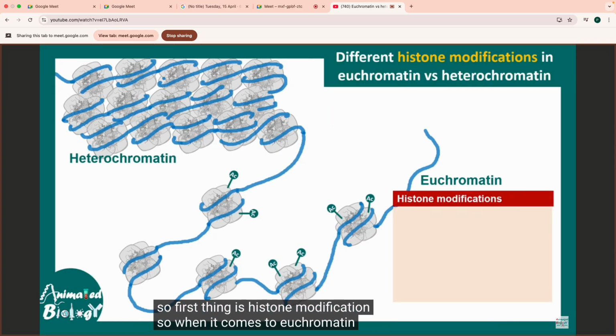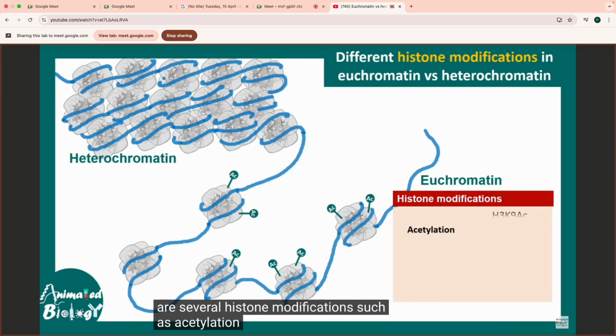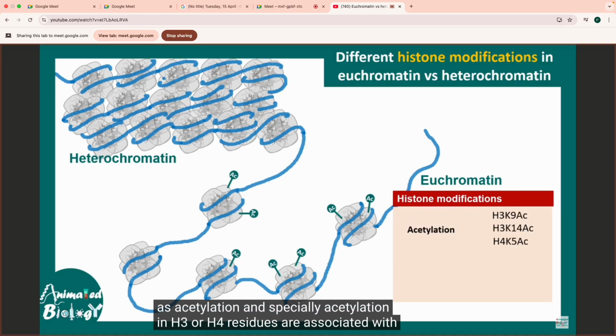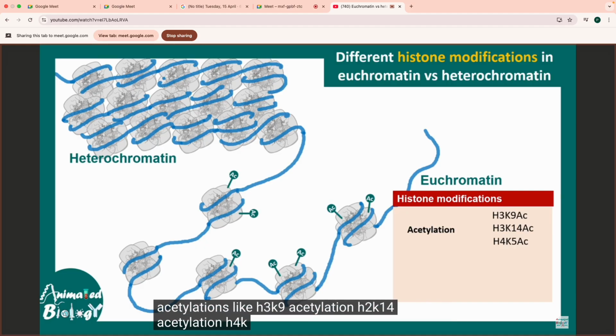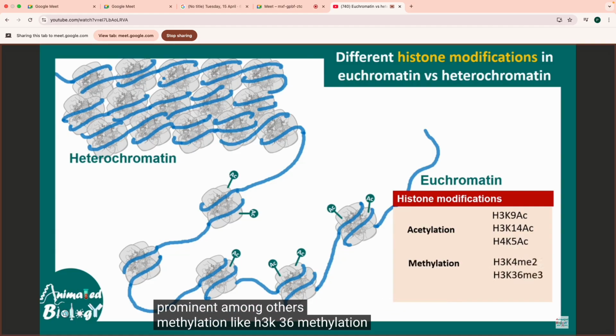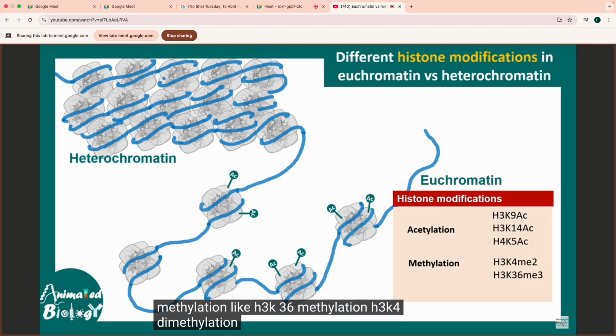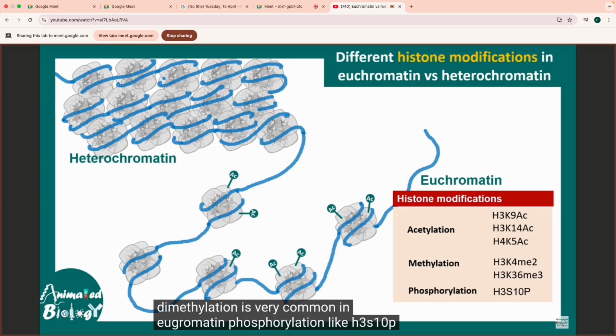So when it comes to euchromatin, there are several histone modifications such as acetylation, and especially acetylation in H3 or H4 residues are associated with a euchromatin or an open chromatin state. Acetylations like H3K9 acetylation, H3K14 acetylation, H4K acetylations are very prominent among others. Methylation like H3K36 methylation, H3K4 dimethylation is very common in euchromatin. Phosphorylation like H3S10P is very common in euchromatin region.